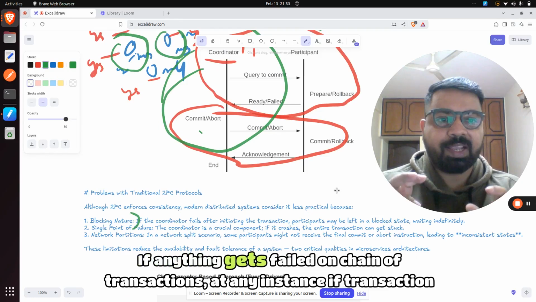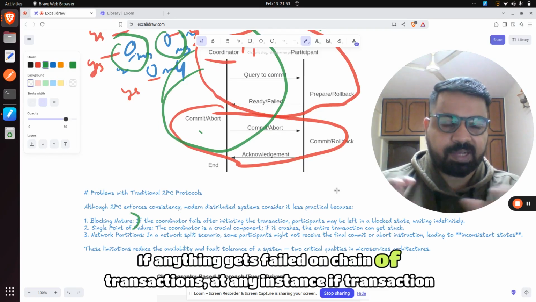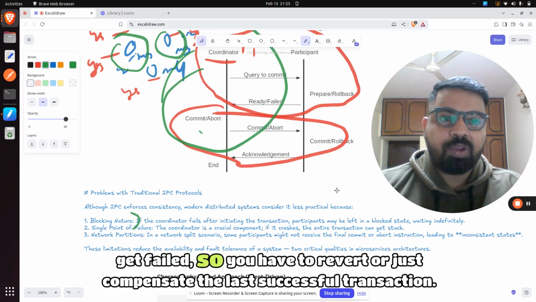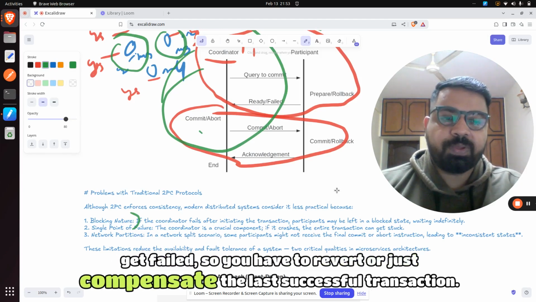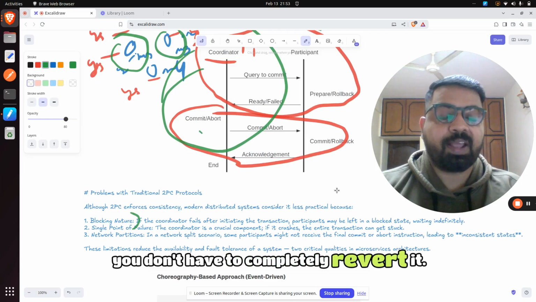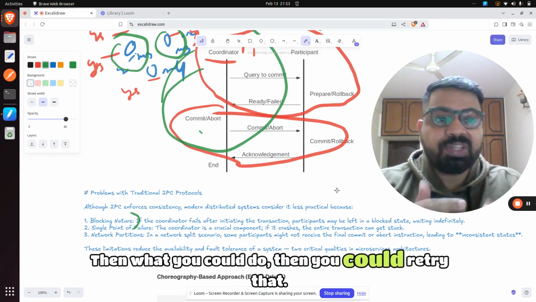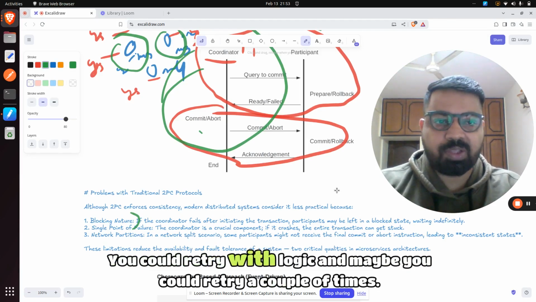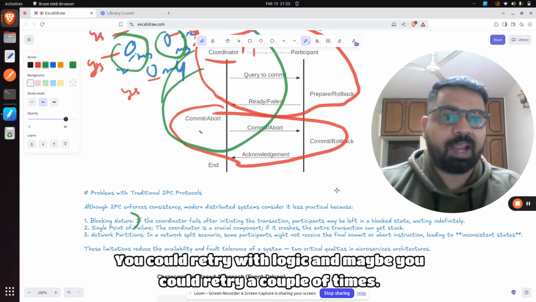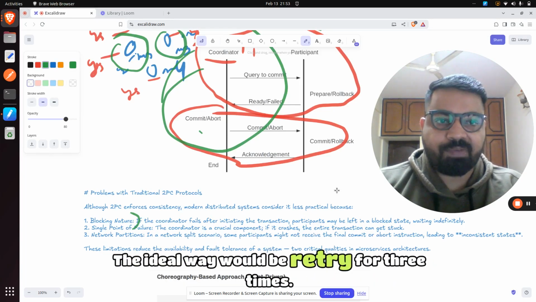If anything fails in a chain of transactions, at any instance, you have to revert or just compensate the last successful transaction. You don't have to completely roll it back. Then what you could do is retry that. You could retry a couple of times. The ideal way would be to retry three times.